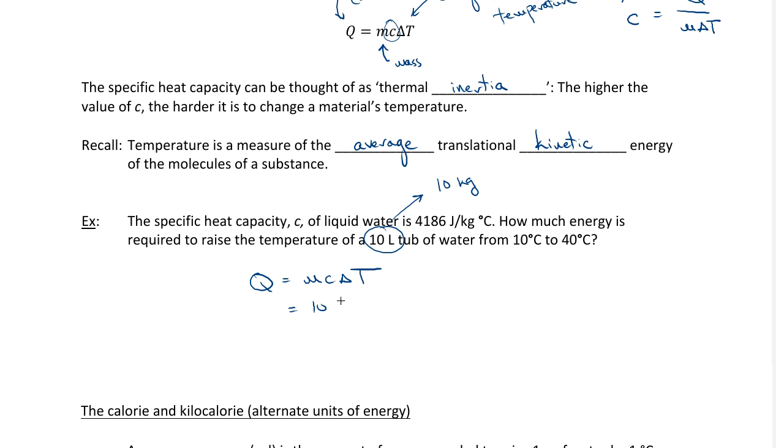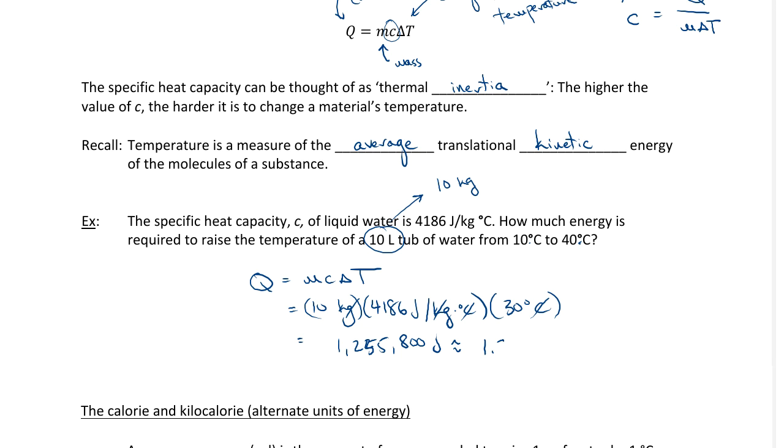So we've got 10 kilograms multiplied by 4,186 joules per kilogram degree Celsius, multiplied by our 30 degrees Celsius temperature change. And our units work out so that we end up with joules. So we have 1,255,800 joules, or if I imagine that all of this was two significant figures, let's say that this is 1.3 megajoules.